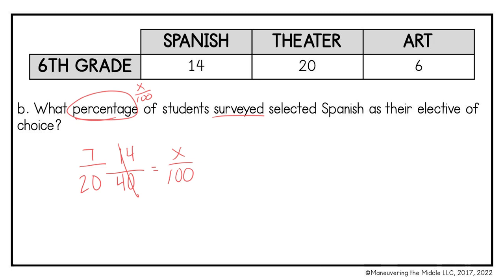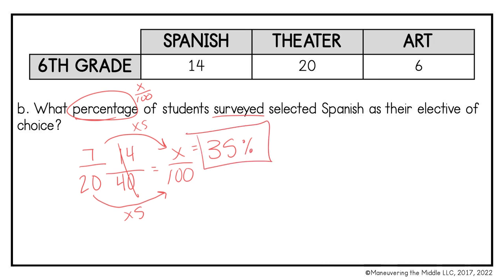Then you can cross multiply or use a scale factor. I know 20 times 5 is 100. So 7 times 5 is 35. So that means 35% of the students surveyed selected Spanish.